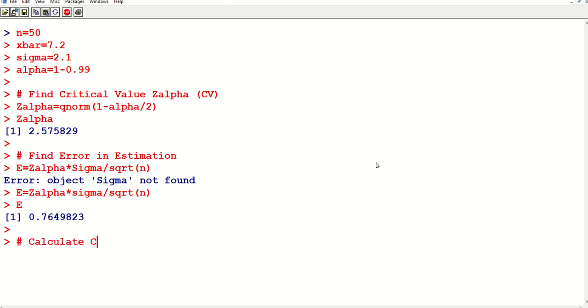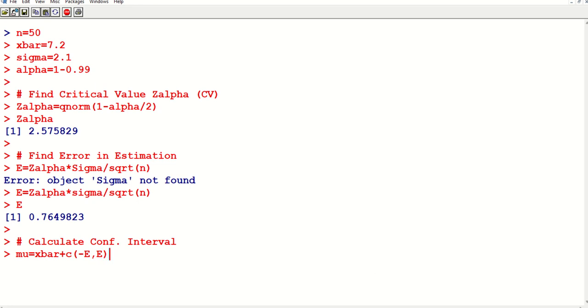Calculate the confidence interval. For what are we calculating the confidence interval? We are calculating the confidence interval for the population mean, mu, which is equal to x bar plus or minus e, written as bracket start, minus e comma plus e.